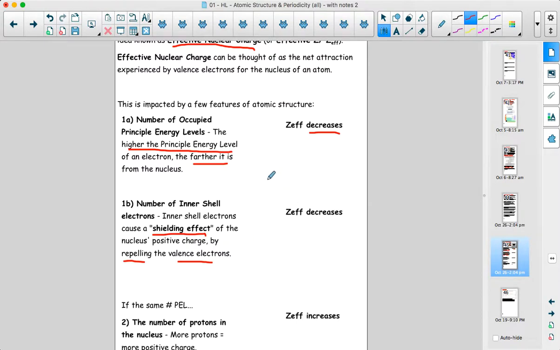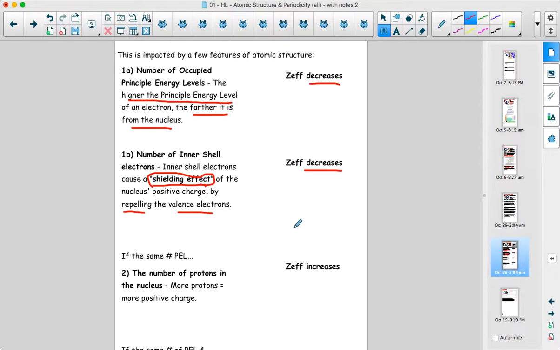So being in a higher energy level puts the electron farther from the nucleus. That's one really important idea. It also increases the shielding effect felt by the outer electrons. And so the combination of being farther away and having a greater shielding effect, both of those factors mean that the higher energy level an electron is in, the less attracted it is to the nucleus.